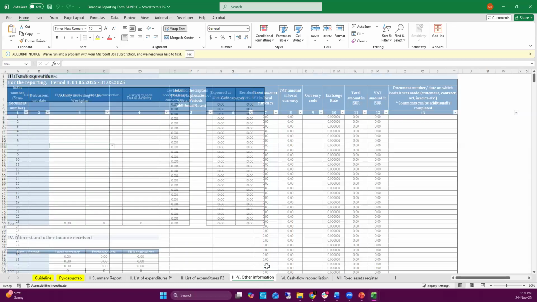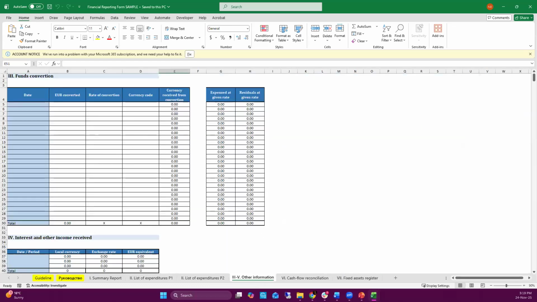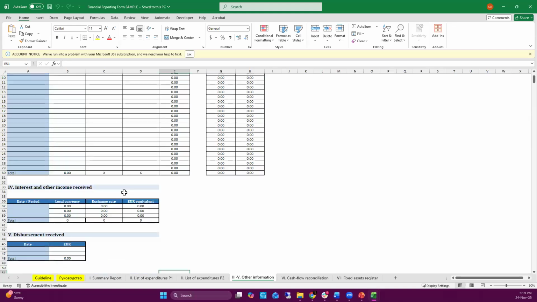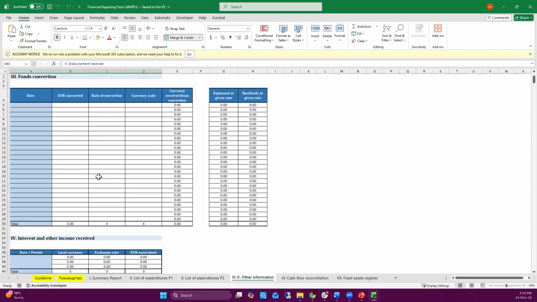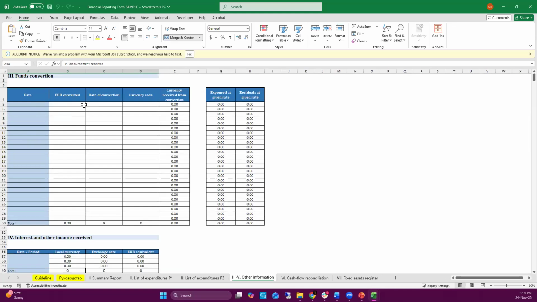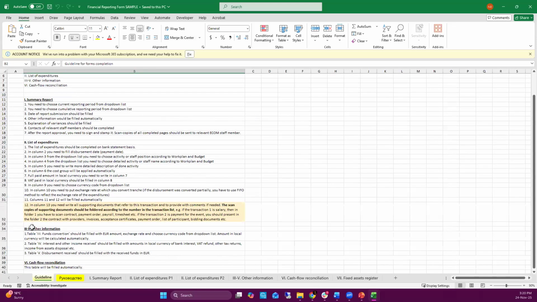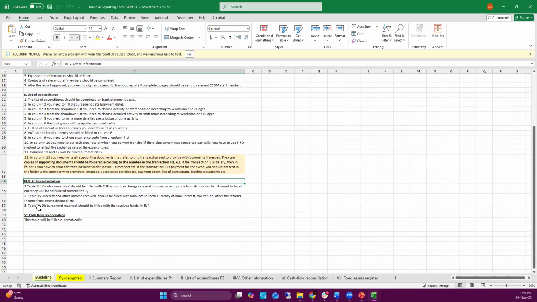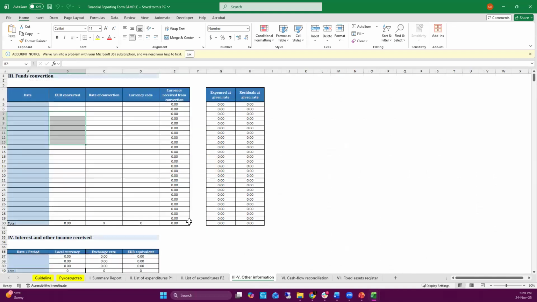So then we have the section for other information, where you need to insert the information about the tranches that you have received, disbursements received, and the information about its conversion. So this field is to be filled out. If you doubt whether you need to fill this field or not, once again, you get back to the guidelines, look into this section, and read what you need to do on this sheet.